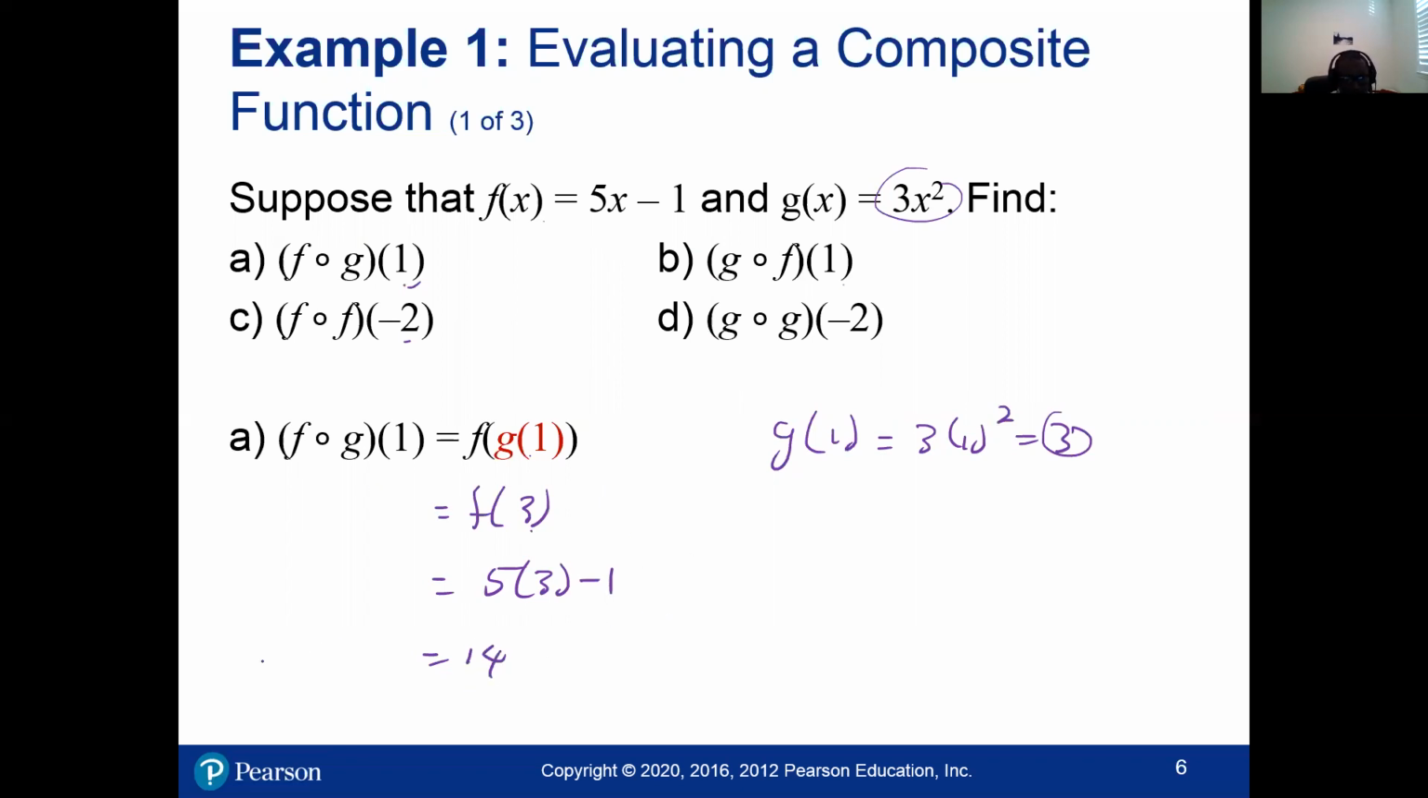So f of g at 1 is equal to 14. Okay, all right. Let's go to the next one.